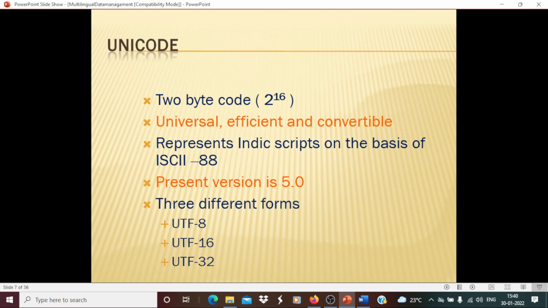The present version of Unicode is possibly 9.0, and it can be represented in three different formats: UTF-8, UTF-16, and UTF-32. Presently, in the web-based software we are using, which is built on web architecture, we take UTF-8 as our default character set for Unicode. What is the specialty of UTF-8, why are people adopting it as the Unicode character system?